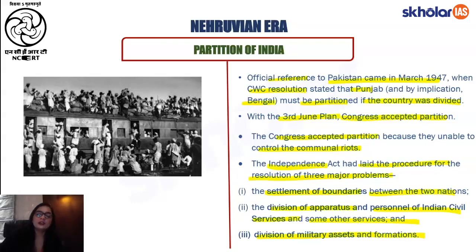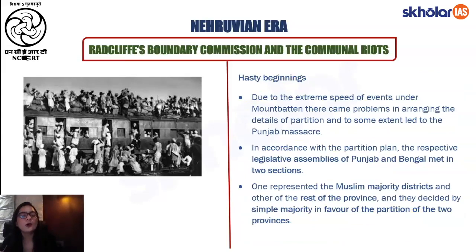Now students, having said that, first we are going to talk about how the boundary issues were settled between the two dominions, that is India and Pakistan. Having said that, students, there were very hasty beginnings pertaining to the outline of creating a boundary. Herein, due to the extreme speed of events under the Mountbatten Plan, there came problems in arranging the details of partition and to some extent this led to the Punjab massacre as well. What was this Punjab massacre? We are going to talk about it later.